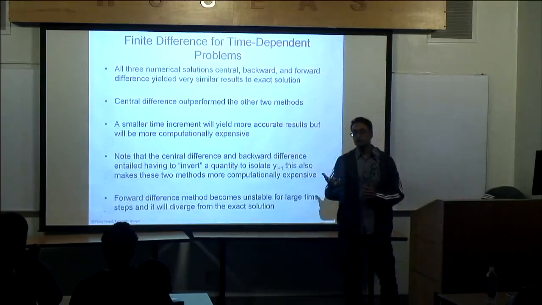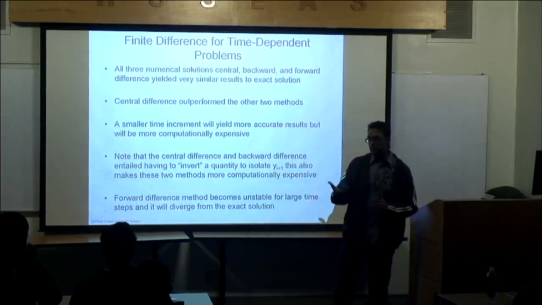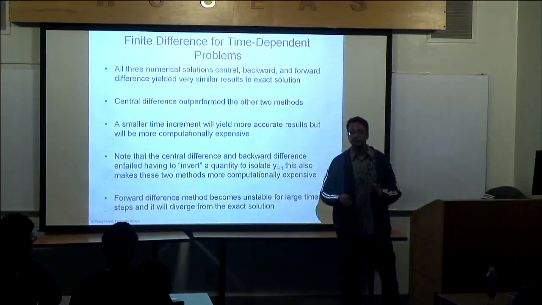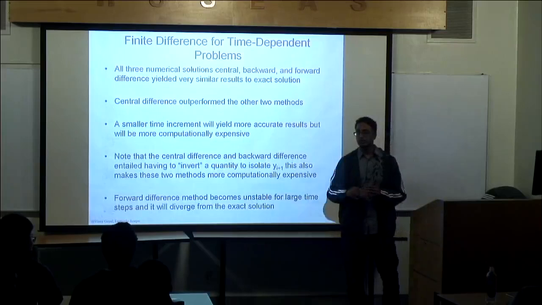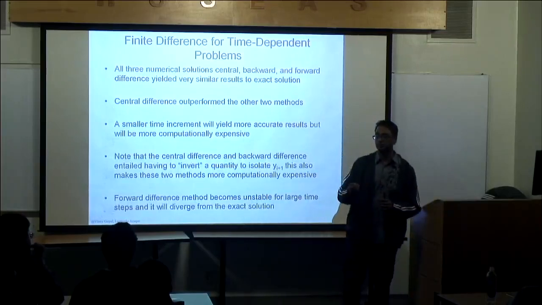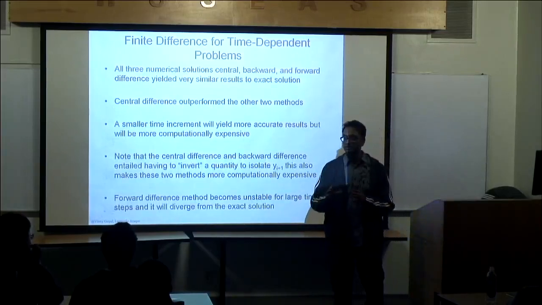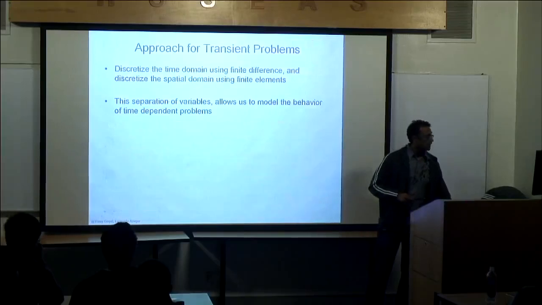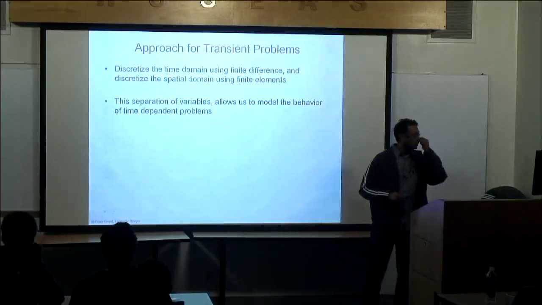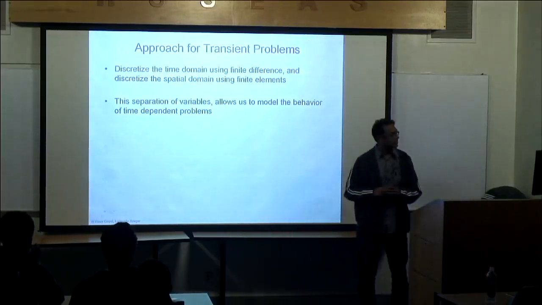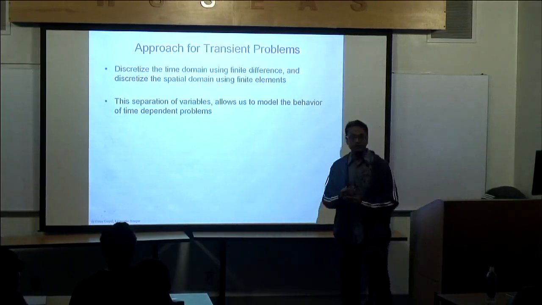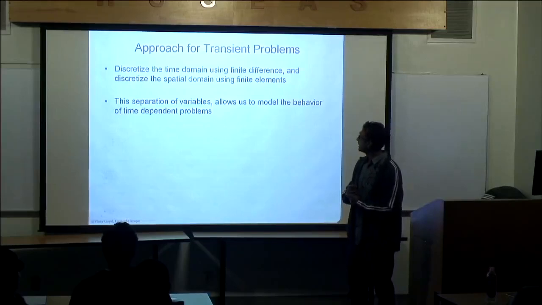The backward difference tends to be stable, independent of the time step. But that doesn't guarantee the solution will be accurate. It's not going to grow. The error is not going to grow unbounded like it does with the forward difference. So we will try to discretize the time domain using finite difference and discretize the spatial domain using finite elements. That's the way we're going to do it.